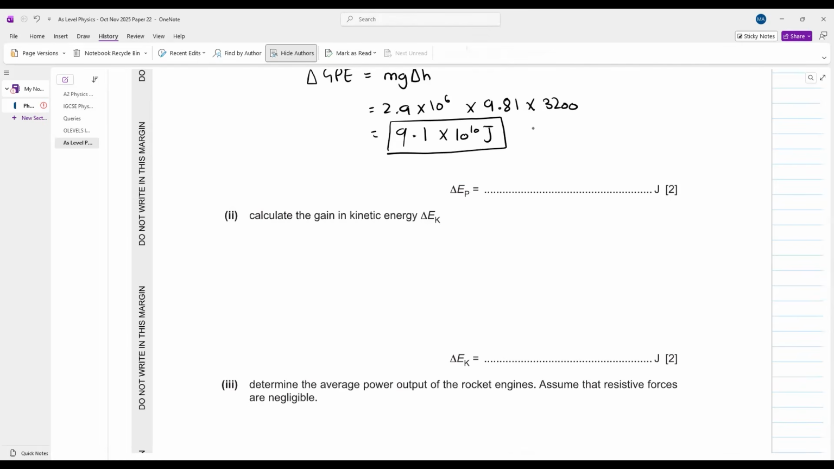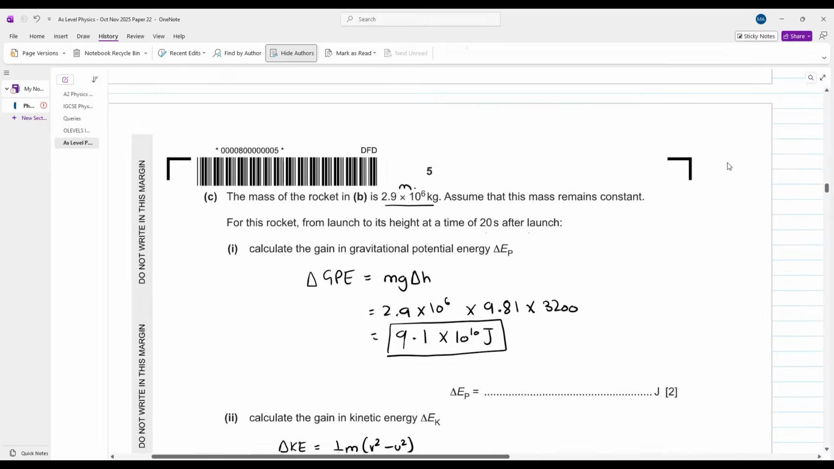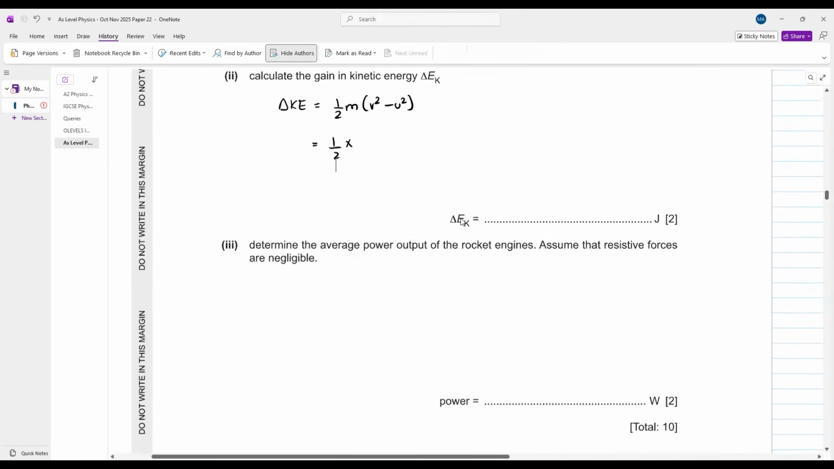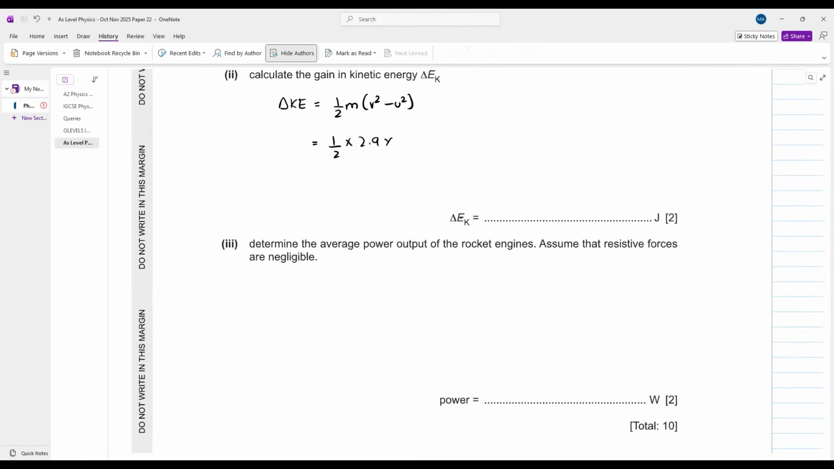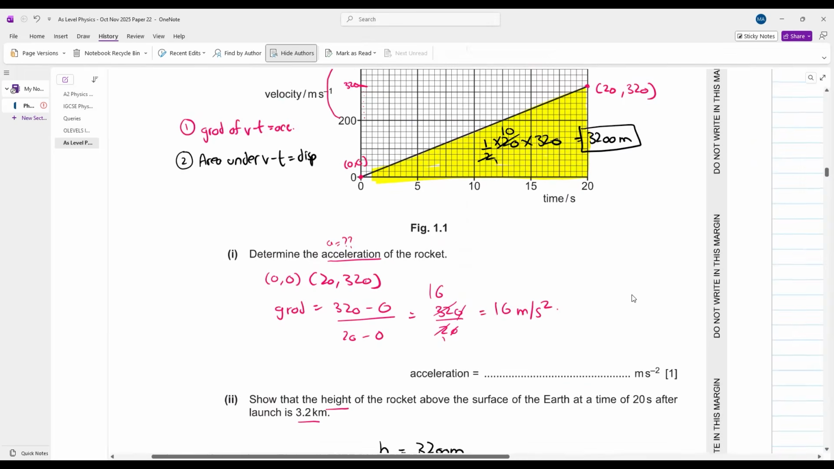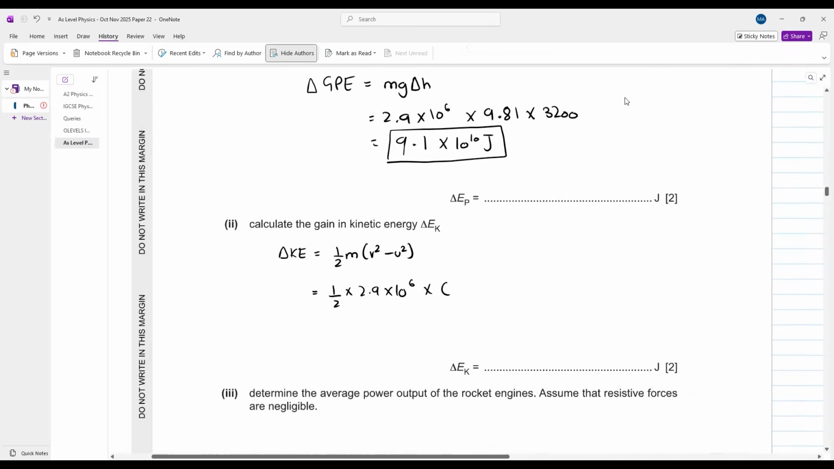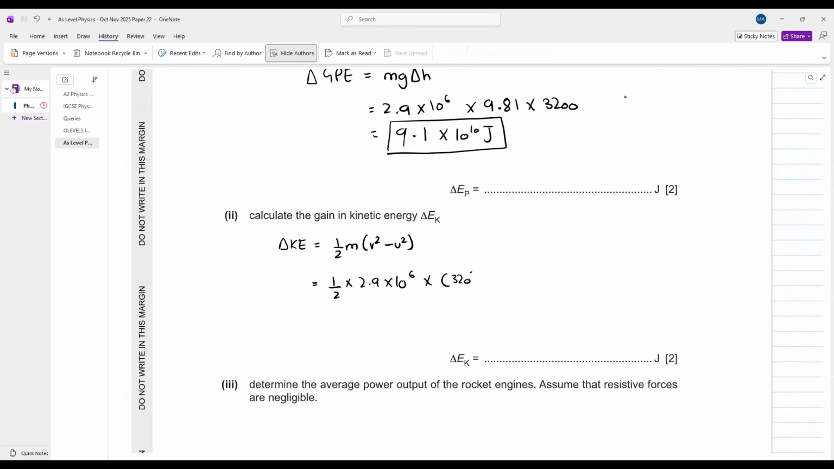You have to calculate the gain in kinetic energy. बेटा, change in kinetic energy या gain in kinetic energy का क्या फॉर्मूला होता था? 1/2 into mass into final velocity square minus initial velocity square. What is the mass? मास क्या है बेटा? 2.9 × 10^6. What is the final velocity? Final velocity is 320 का square, minus initial velocity u का square. Can you calculate the change in kinetic energy? Yes.